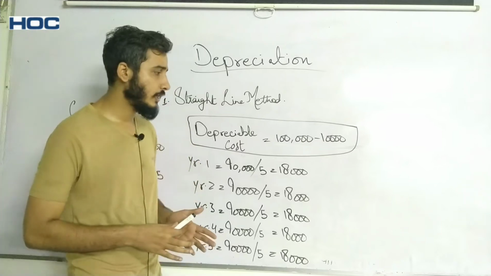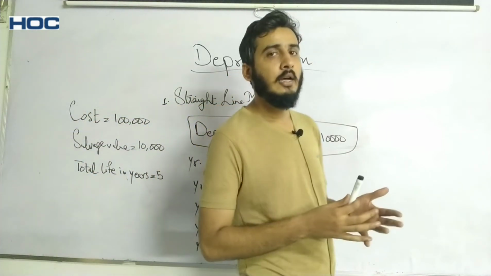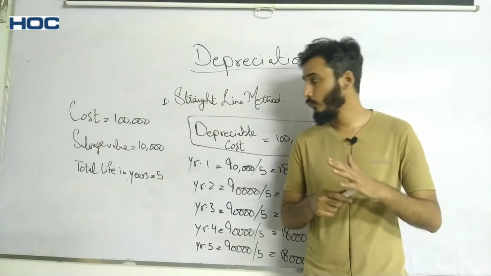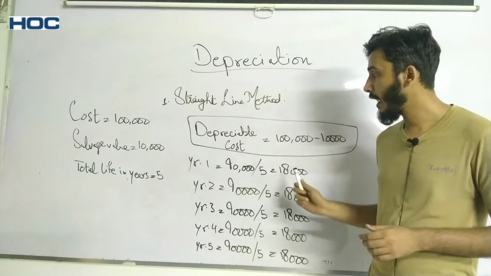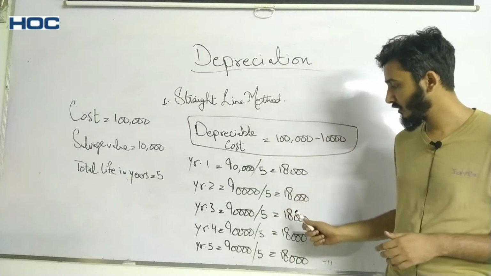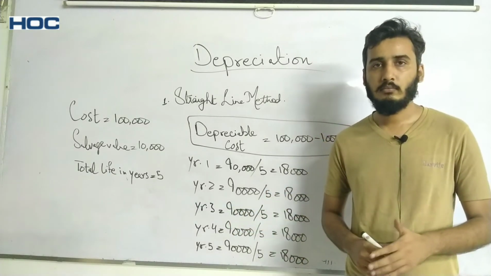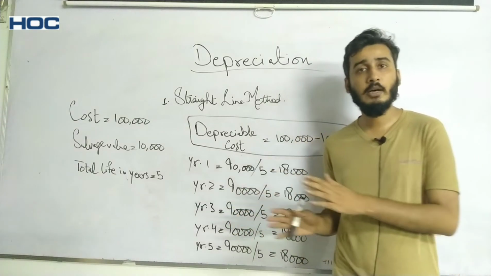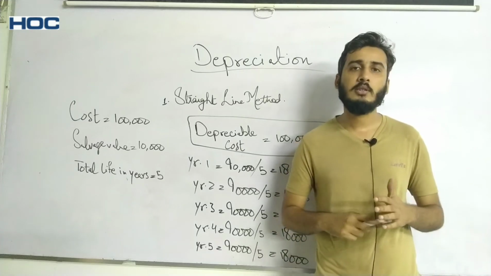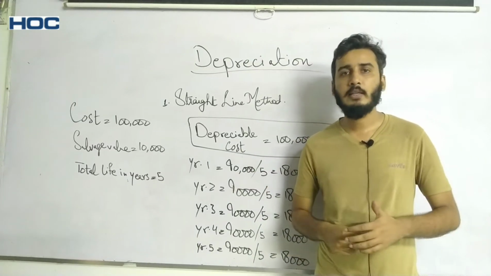Now if you have a question in multiple choice questions or something, which depreciation method has the same consistent depreciation every year, that is the straight line method. So hope you have got an idea about this. Now let us move towards the diminishing balance method.